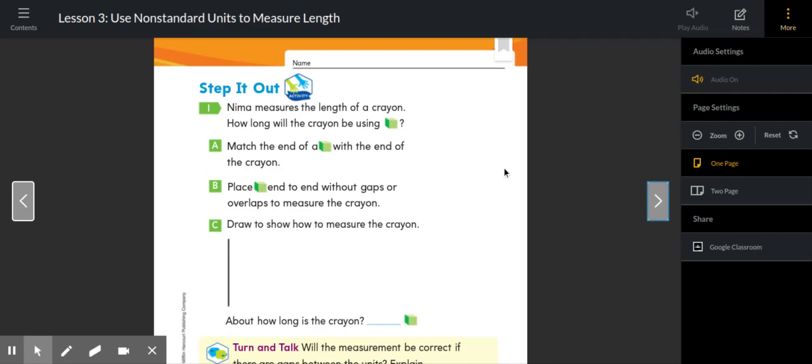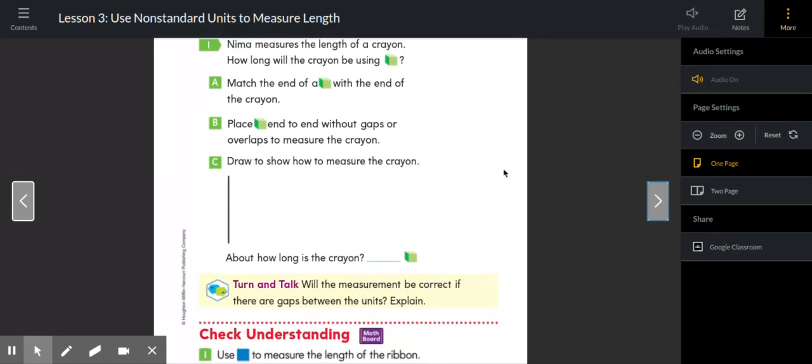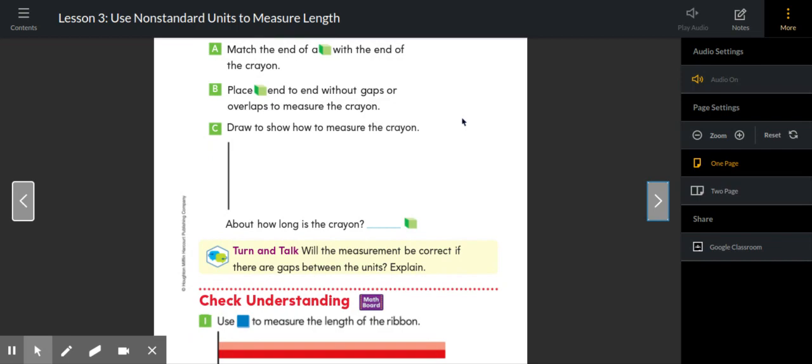On this page, again, I'm hoping you still have your green cubes. Nima measures the length of a crayon. How long will the crayon be using our green cubes? Match the end of the cubes at the end of the crayon. So you're going to place your crayon right here and trace around it, draw that crayon, and then you're going to lay your cubes next to it. So match the end of the cubes with the end of the crayon, place the cubes end to end without any gaps in between to measure the length of the crayon.